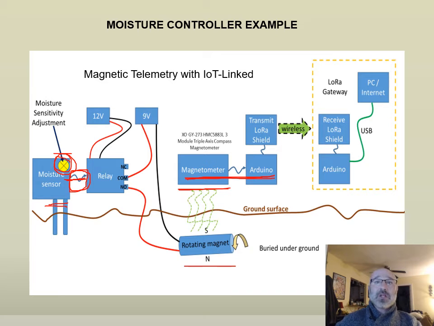Then that information in our Arduino is processed, and the results are transmitted through a LoRa shield wirelessly to a receiver some distance away. LoRa stands for long range, so this could be a mile away. We could be picking this up, reading it in through another Arduino, processing that data, and sending it to the internet, the PC, data storage in the cloud, where we can analyze all that information.